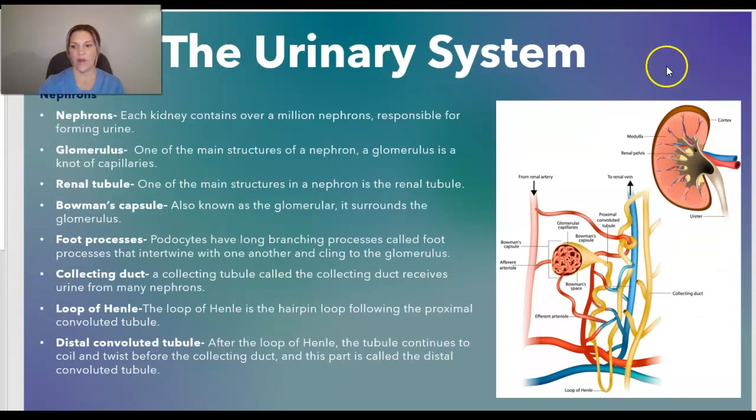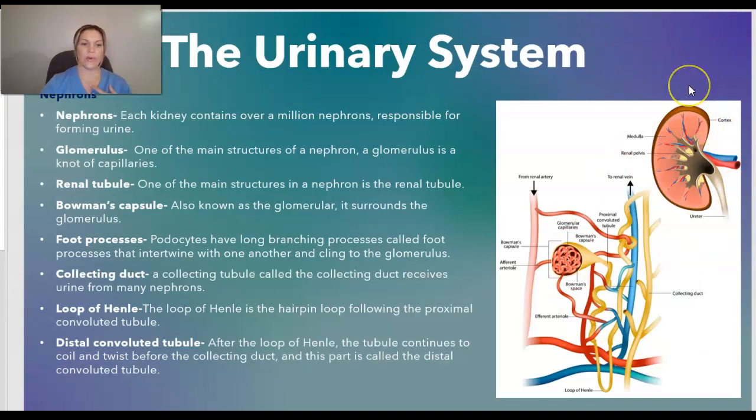So moving on to nephrons. Nephrons are very, very important to the urinary system and to the kidneys. Each kidney contains over 1 million nephrons responsible solely for forming urine. You have the glomerulus, and one of the main structures of the nephron is the glomerulus, which is a knot of capillaries. You also have the renal tubule. One of the main structures in a nephron is this renal tubule. You can see all of these structures that I'm speaking about right here in this diagram.